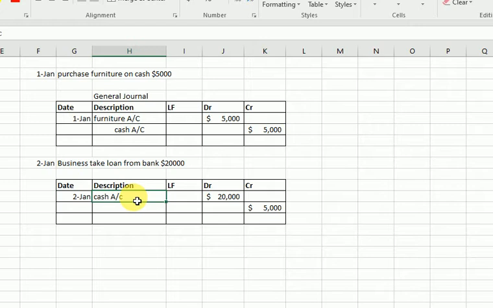So liability is increased. An increase in liability is recorded as a credit, and this liability is called what? Loan payable account. So loan payable is increased by 20,000. So debit will remain empty. And now in the credit side we will record 20,000, and keep in mind that when a transaction takes place, the debit side must be equal to the credit side.